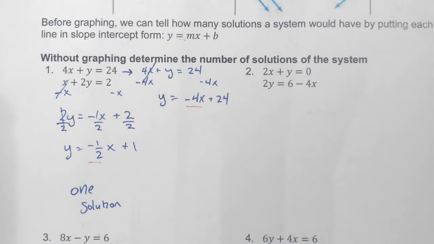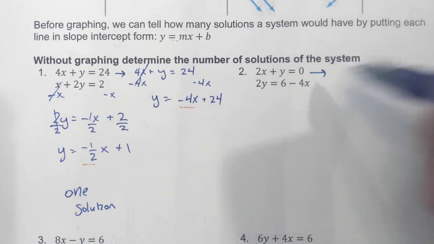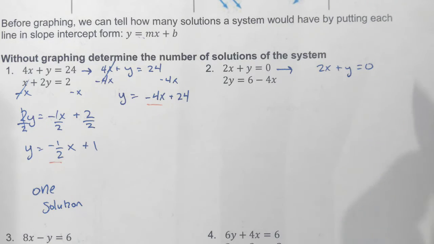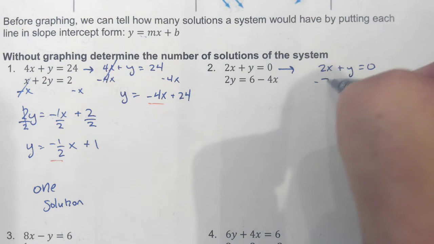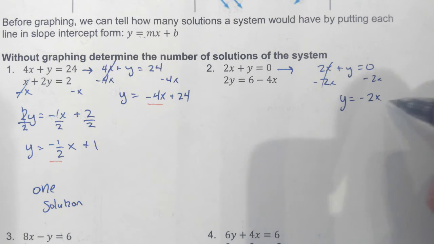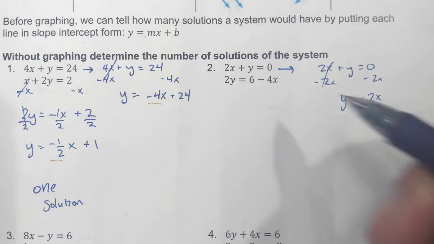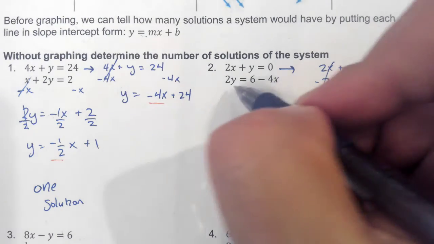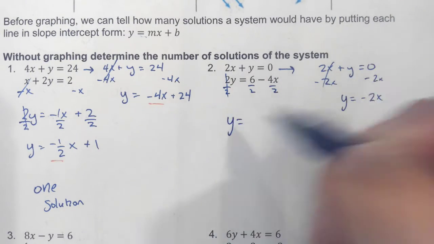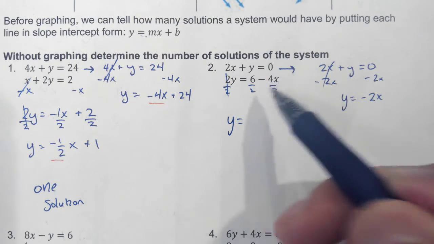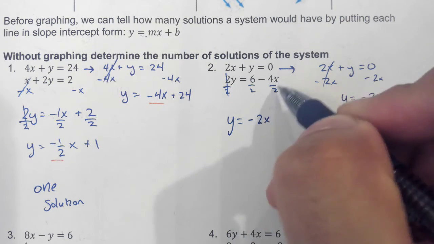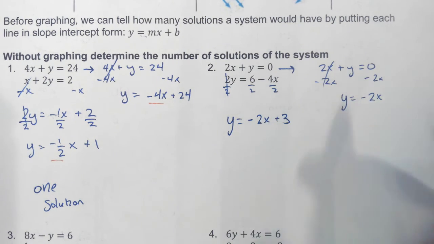Okay. Number 2, let's look at it. Let me rewrite this one over here. 2x plus y equals 0. All right, to get y by itself, you just have to subtract 2x. It looks like y equals negative 2x. I don't need plus 0 at the end. This one, to solve for y, you just have one step again, divide by 2. Y equals, and then I like the x term to be first, so I'm going to put negative 4 divided by 2 is negative 2x, and then 6 divided by 2 is 3.